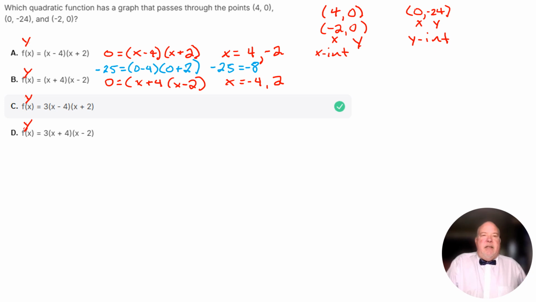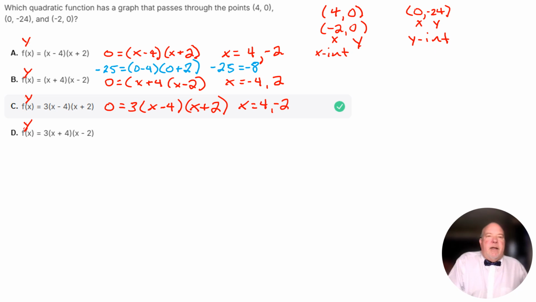And then if I go to C, let's do the same thing. I'll plug in 0 for y, so I have 0 equals 3 times x minus 4 times x plus 2. Again, if either of these two terms in parentheses is 0, the whole thing will be 0. So my x-intercepts are 4 and negative 2, and that's correct. These were the x-intercepts they gave us initially. Now we just need to check the y-intercept.